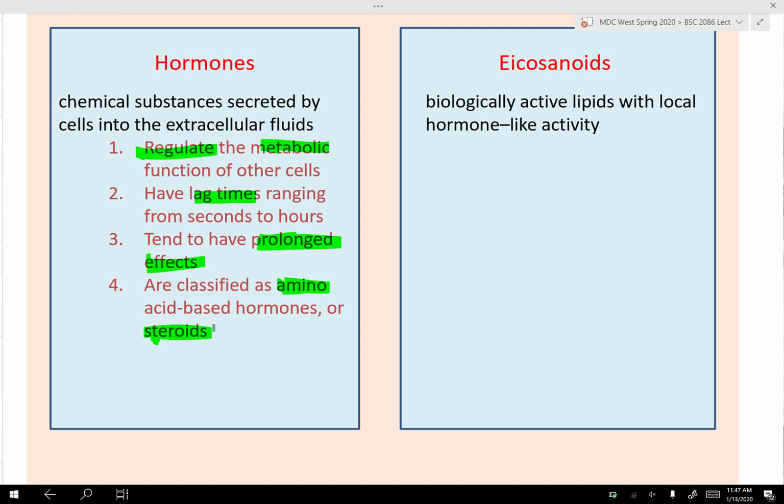But anyway, eicosanoids are special ones of the hormones. So eicosanoids are active what? Lipids. Eicosanoids are specific and they're active lipids. And they work, of course, locally. Okay?